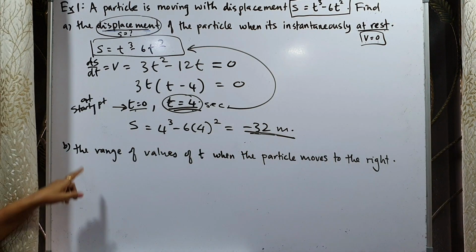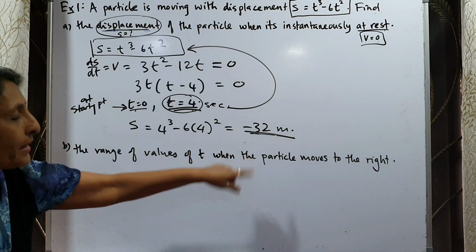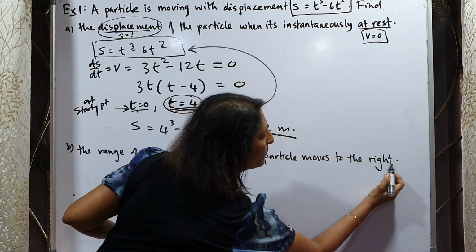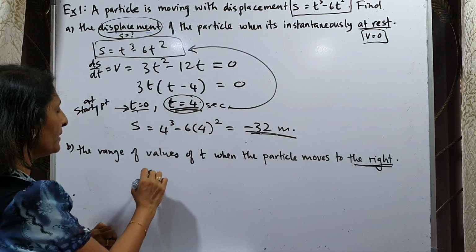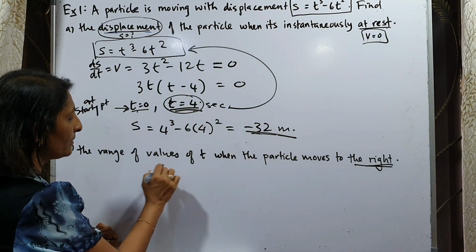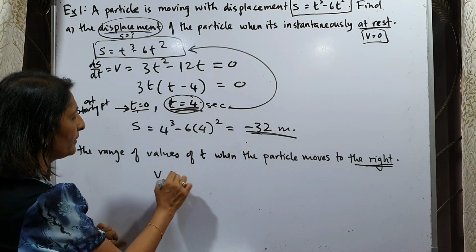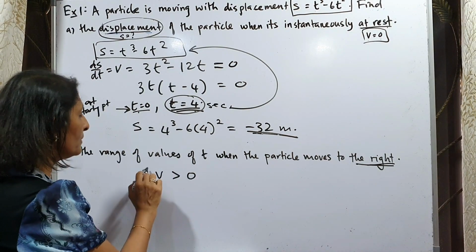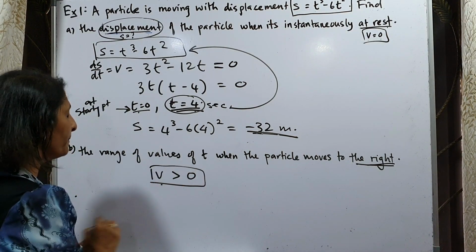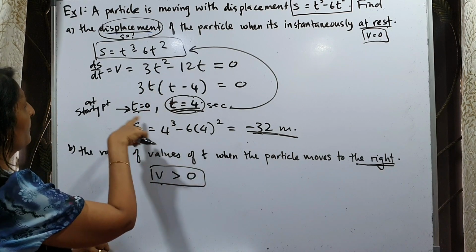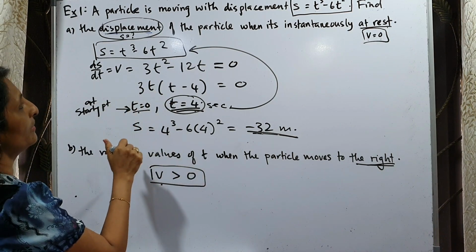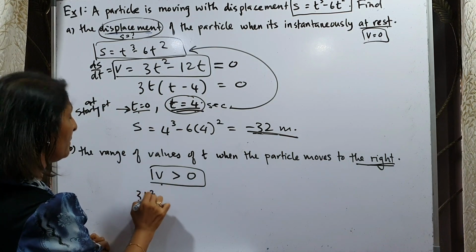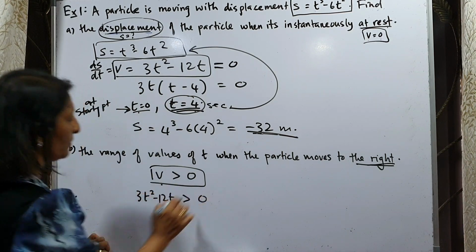Alright, next one. Find the range of values of t when the particle moves to the right. So the magic word here is "to the right". Remember, when it moves to the right, you can either use s greater than 0 or v greater than 0. On the right, v is positive. So we use v greater than 0 here. And what is v? This is our v. So we put 3t squared minus 12t greater than 0.